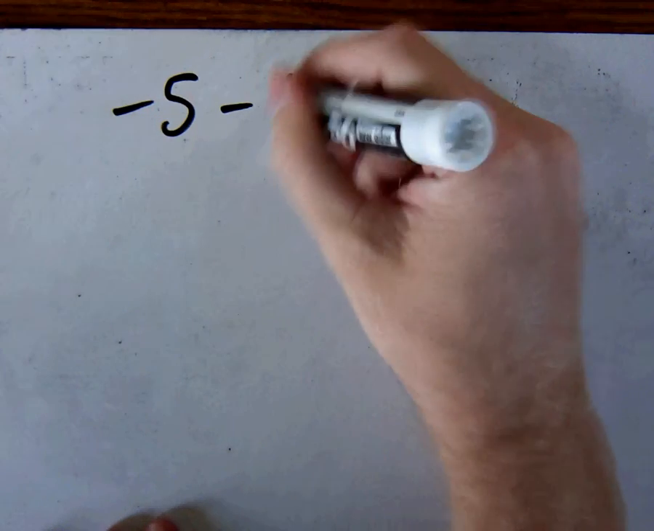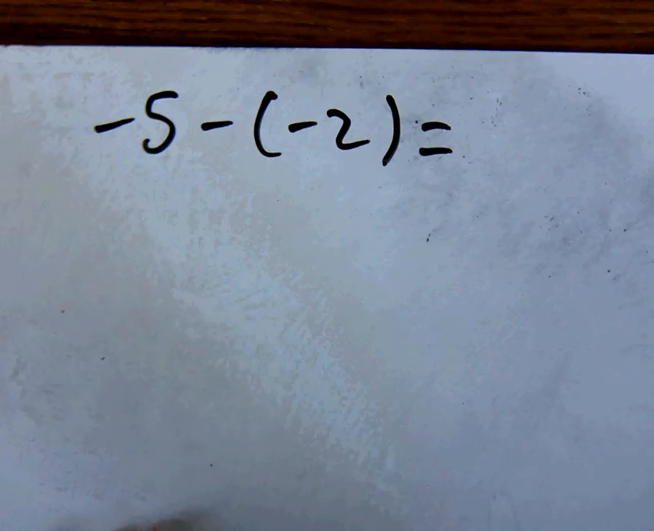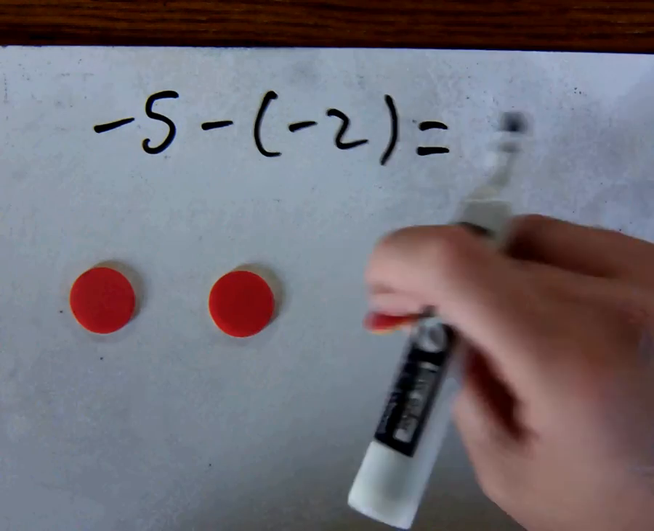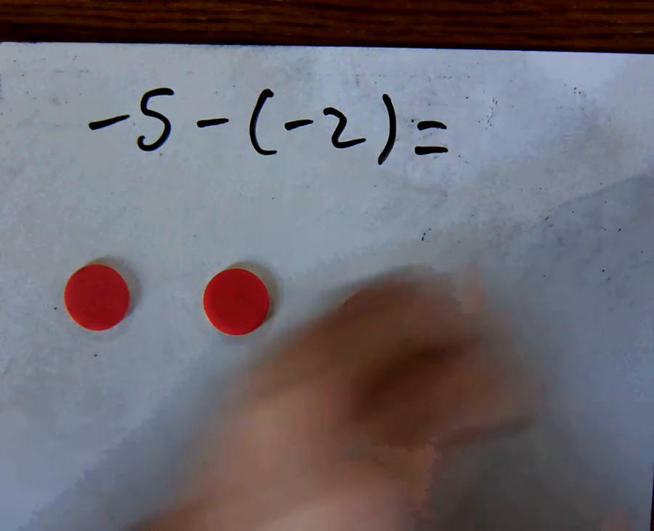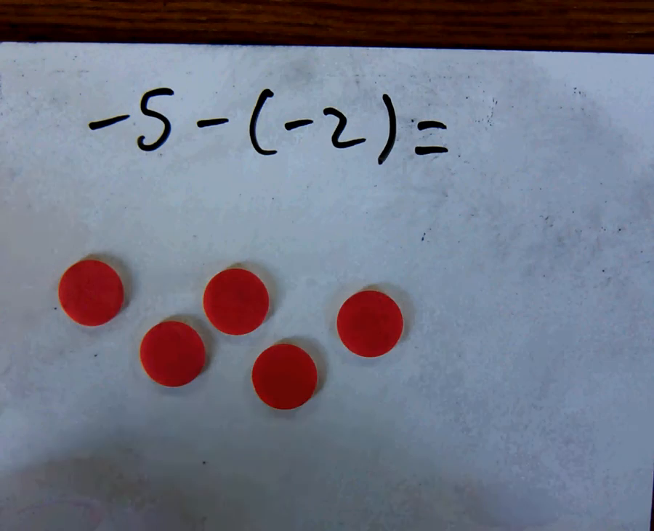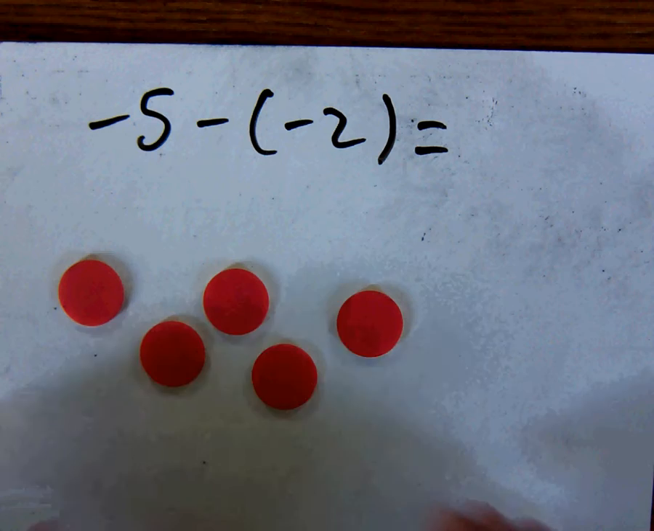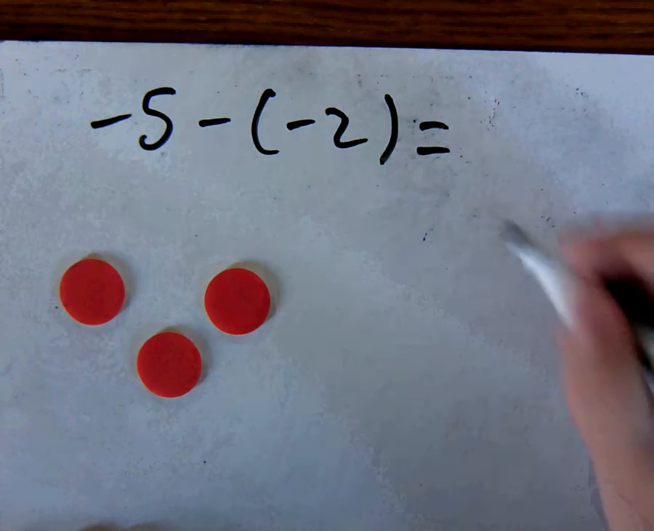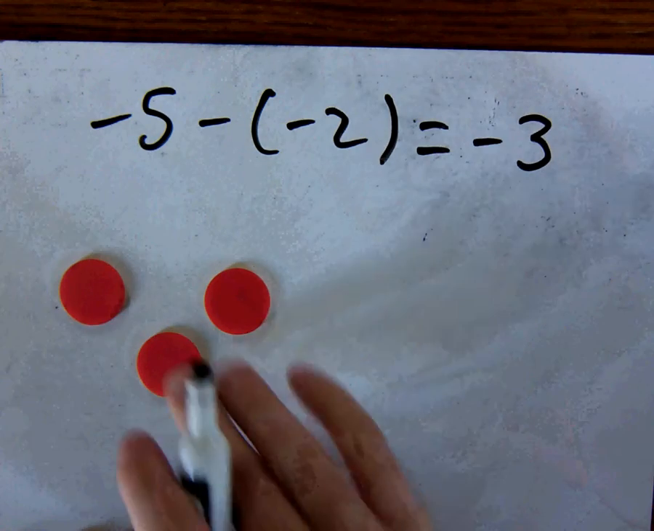Finally, negative 5 minus negative 2, and what this equals. So negative 5, and subtract negative 2. That's equal to negative 3.